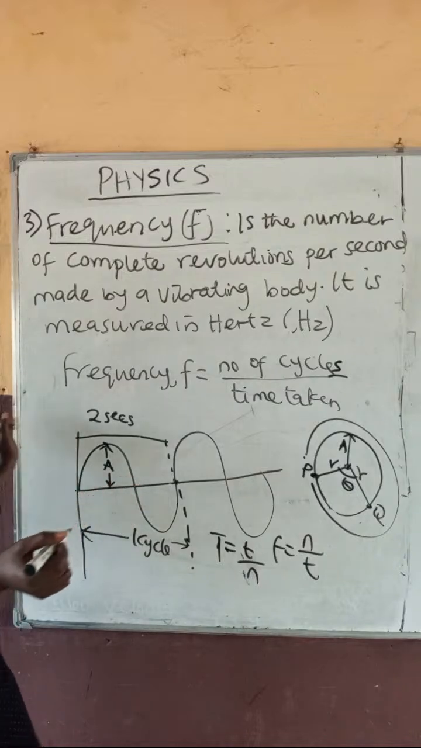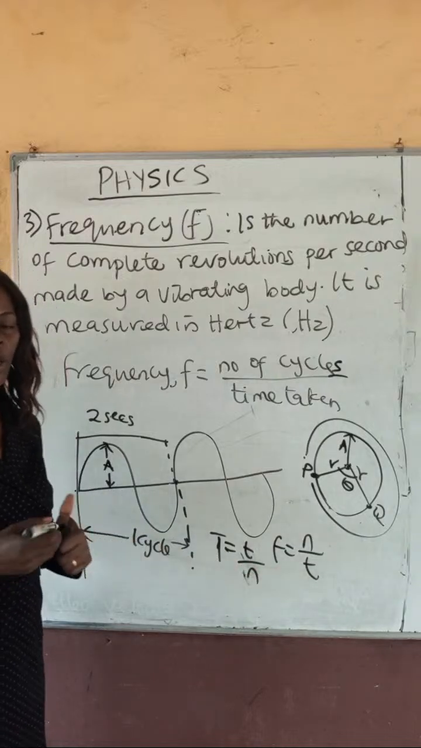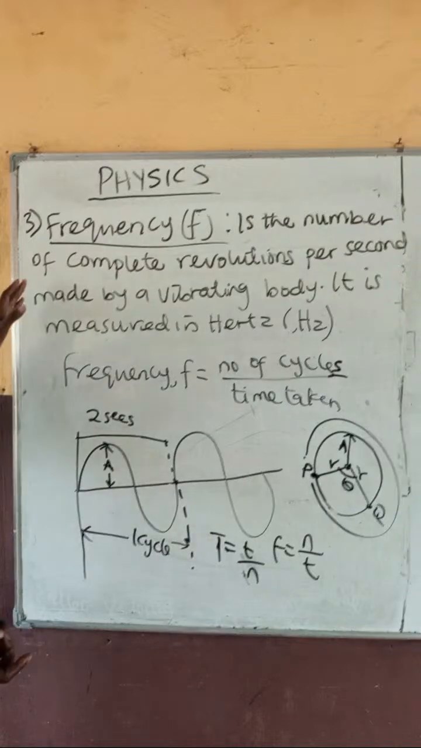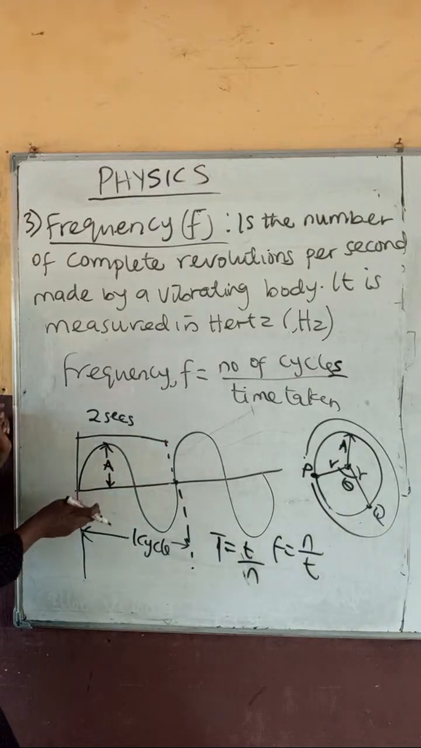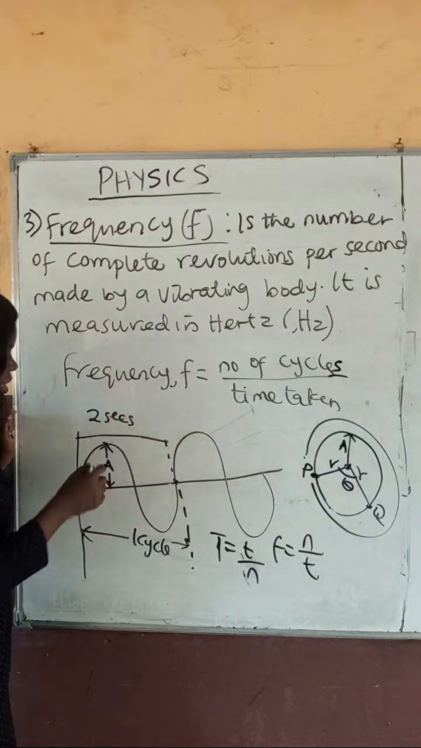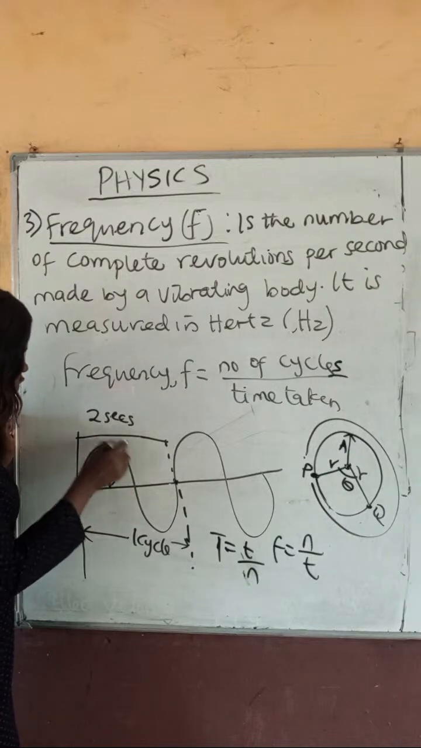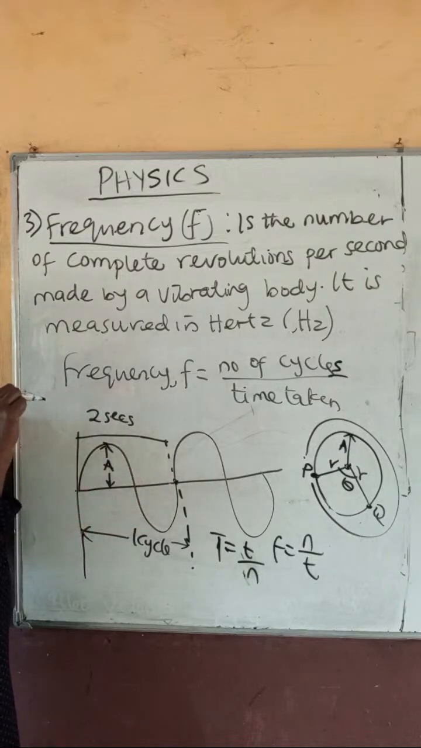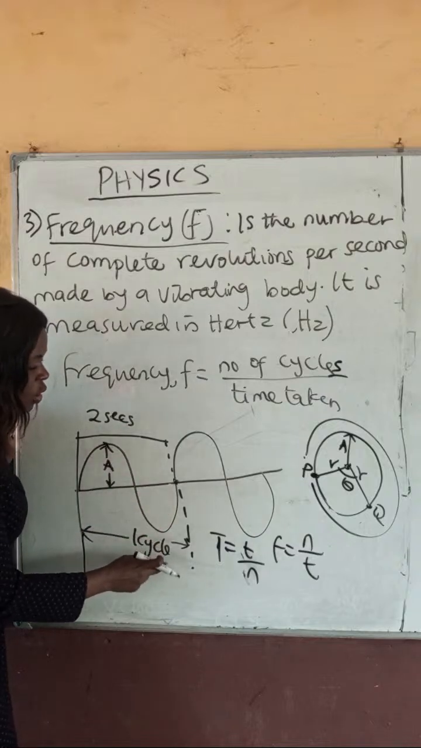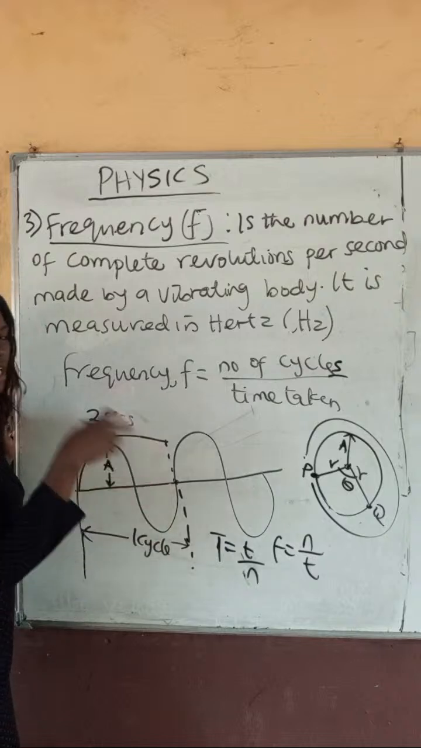Now, there's a relationship between frequency and period, which I'm going to explain. Let me do a recap. Frequency is the number of complete revolutions that a body makes in 1 second. I want to use these two illustrations to explain. This is an example of simple harmonic motion, but this one is horizontal, not in a circle. If a body moves to and fro, it completes one oscillation. An oscillation is to and fro, which is one cycle. Oscillation and cycle are the same.